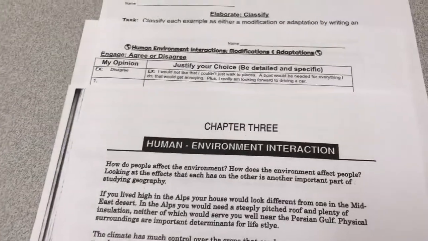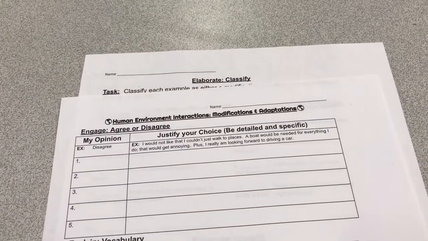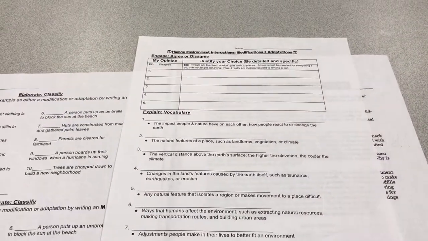Those three papers look like this. We need a human environment interaction reading page. We need an engage notes page. And then we need this elaborate classify. So make sure you've got those three pages.